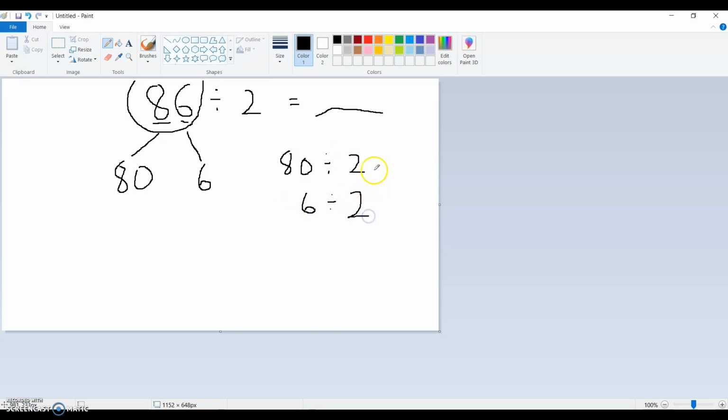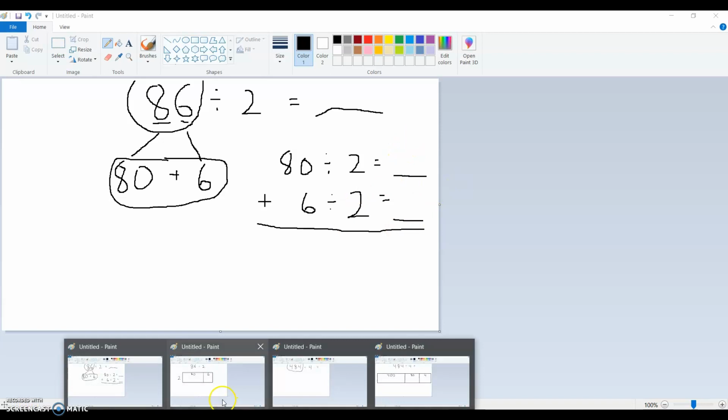by 2. But remember, whenever you take a big number and you split it into smaller groups, you always have to add them back up. Which means after we find 80 divided by 2, and after we find 6 divided by 2, we will have to add up their quotients. Let's try finding those quotients now.